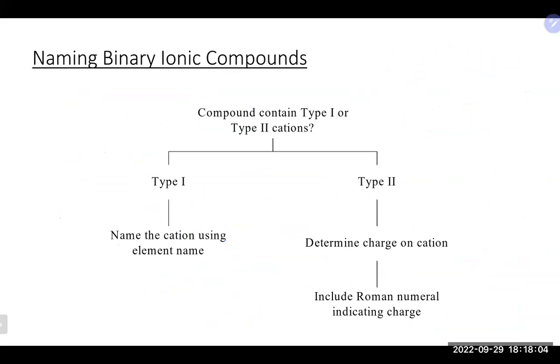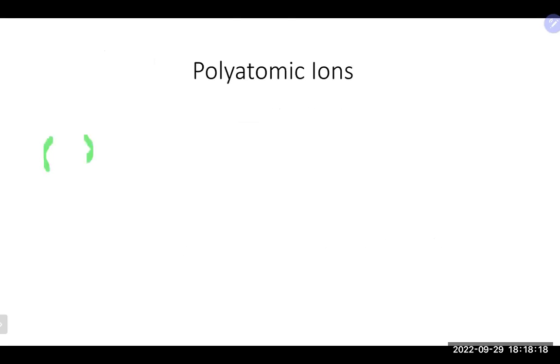All right, so sort of a decision tree here. And again, always when a metal is involved, that is the most important thing. So you want to always look at the metal to determine whether or not, really in these two cases here, you need a Roman numeral or not.